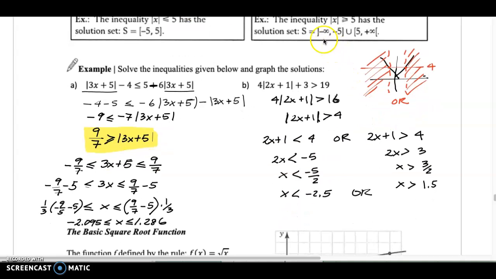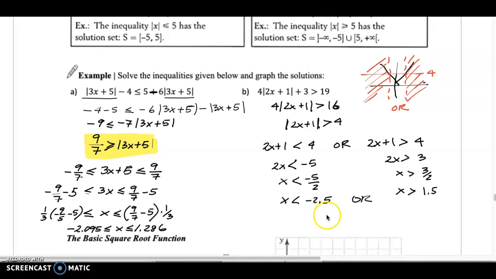Done. And then notice that we can put our solution set. The solution could be written as from minus infinity to minus 2.5, not including, union, not including 1.5, to positive infinity. There you go. That's the solution, right?